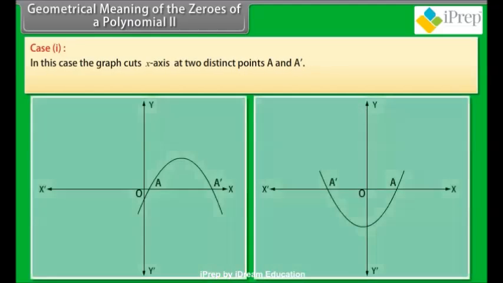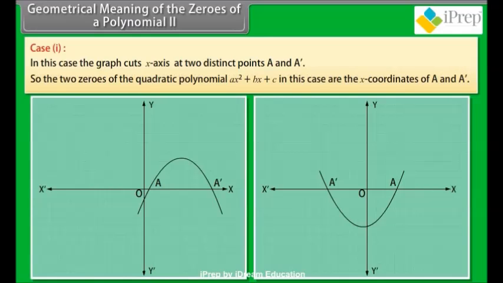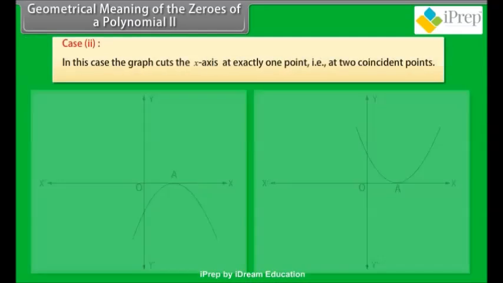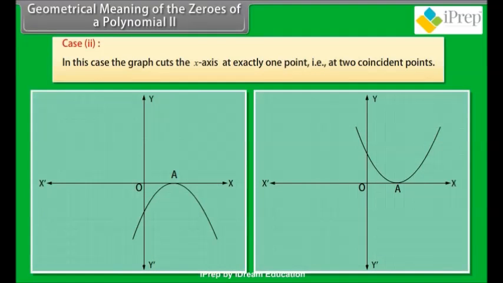Case 1. In this case, the graph cuts the x-axis at 2 distinct points A and A bar. So the 2 zeros of the quadratic polynomial ax² + bx + c in this case are the x-coordinates of A and A bar. Case 2. In this case, the graph cuts the x-axis at exactly one point, that is, at 2 coincident points. The 2 points A and A bar of case 1 coincide here to become one point A.